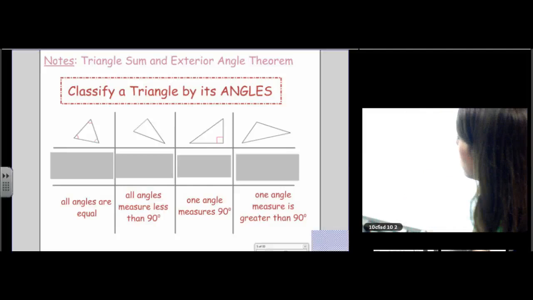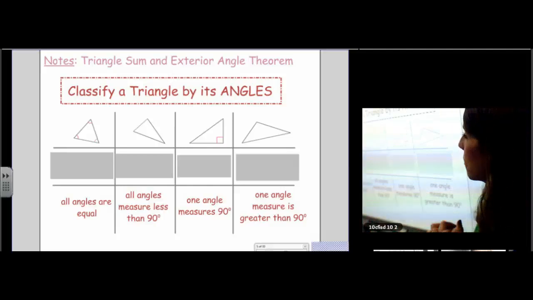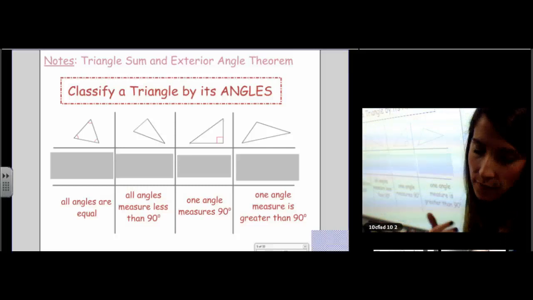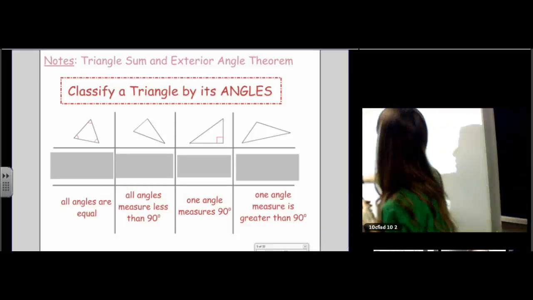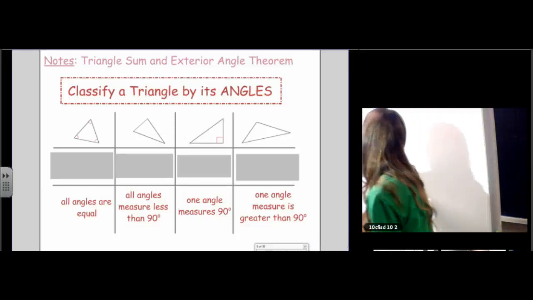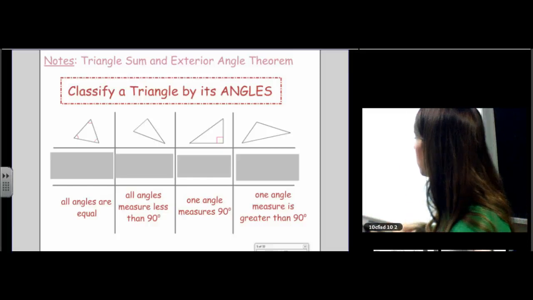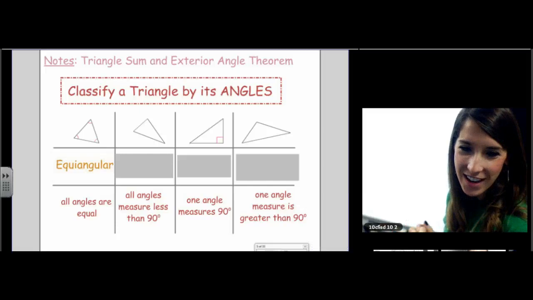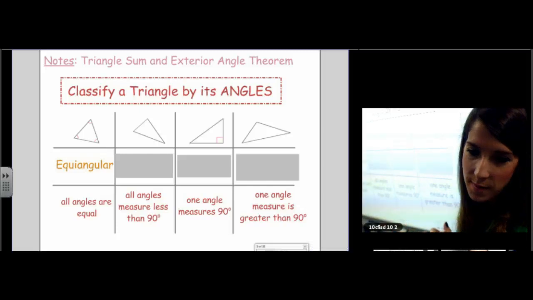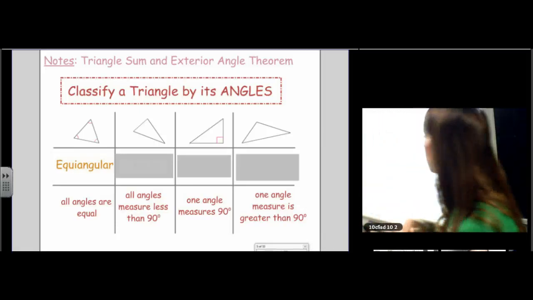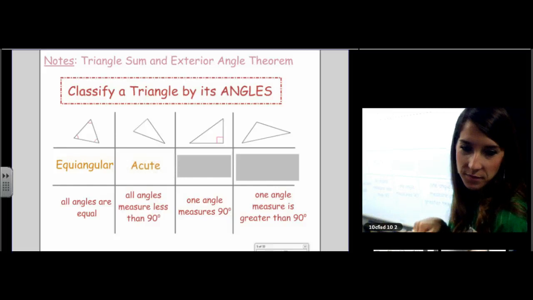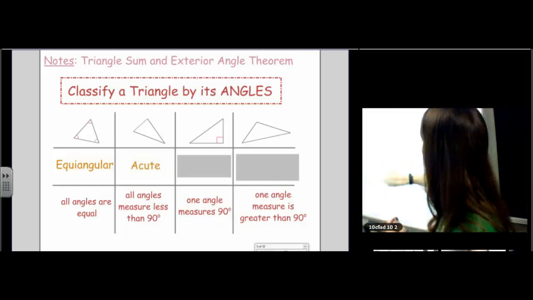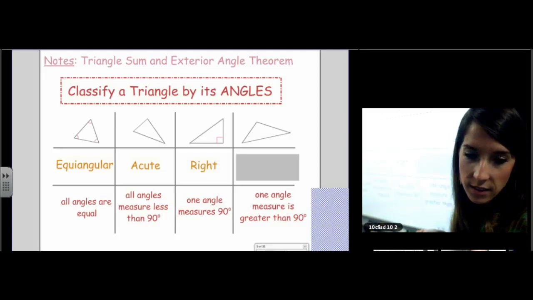So I bet you feel good about most of these. These are all names that are going to refer to its angles. So I'm going to click on these, and we've already pretty much talked about them on the last slide. Ready? The first one, all angles are equal. That would be, oh, come on. It's thinking. Equiangular. Very good. All angles measure less than 90. That would be acute. One angle measures 90. That would be right.